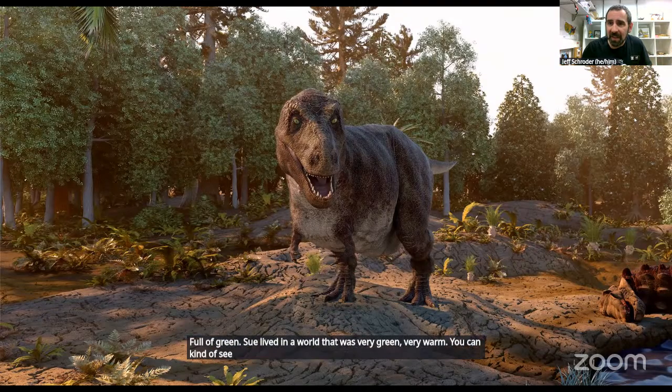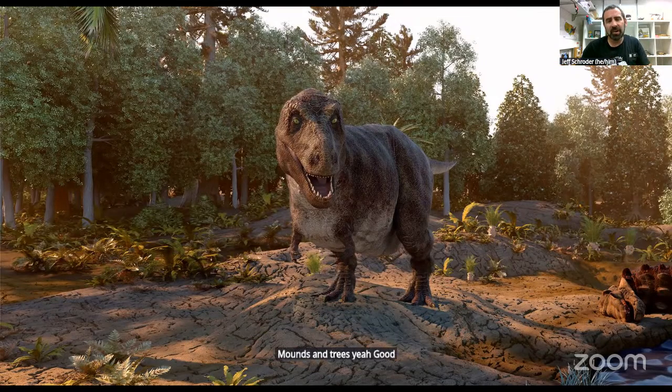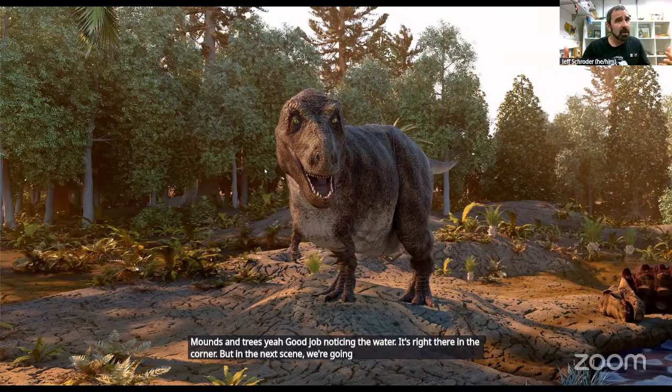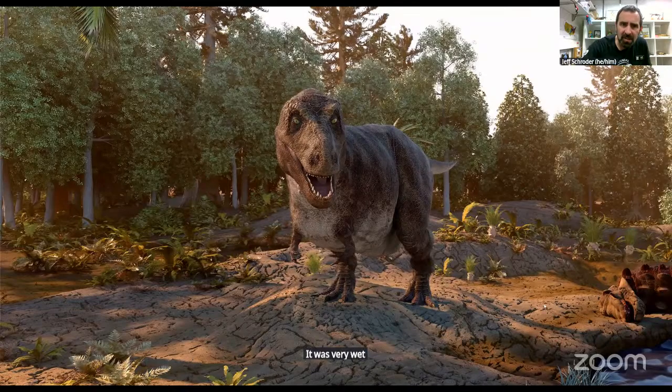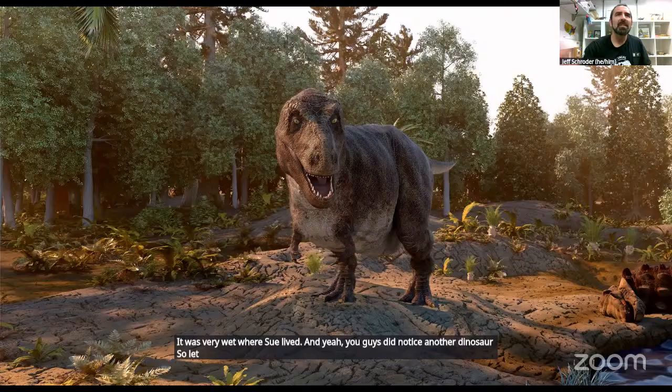Oh, yeah, Miss Payton's class notices trees, rocks, water, mounds, and trees. Yeah, good job noticing the water. It's right there in the corner. But in the next scene, we're going to see a lot of water. It was very wet where Sue lived. And yeah, you guys did notice another dinosaur. So let's look at our next picture. That was just your warm up. Now we're going to get serious.